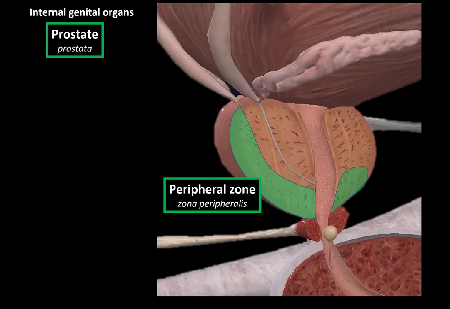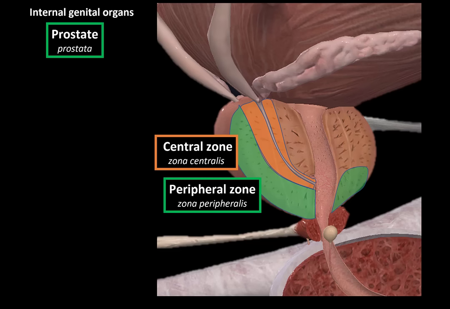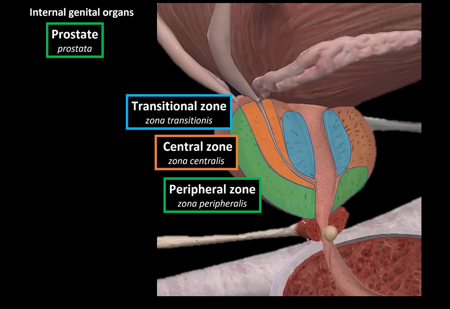This zone is rich in glands that produce seminal fluid. Around the ejaculatory ducts and the prostatic utricle, there's the central zone. There's also a transitional zone around the proximal part of the urethra. The transitional zone is where benign prostatic hyperplasia occurs and can lead to bladder outlet obstruction when an adenoma grows to a significant size. Then the rest is usually a non-glandular zone composed of fibromuscular stroma.